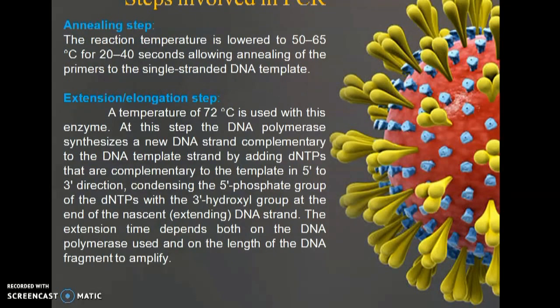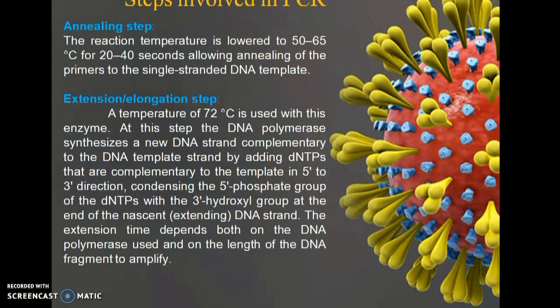Next, the second step is the annealing step. This step is carried out at 50 to 65 degrees centigrade for 20 to 40 seconds, where specific primers are allowed to stick at a particular region of the DNA. The primers are very specific in their action, and these are going to bind at a particular region of the DNA and bring about its amplification, because the primers have a specific nucleotide sequence complementary to that target DNA to be amplified.